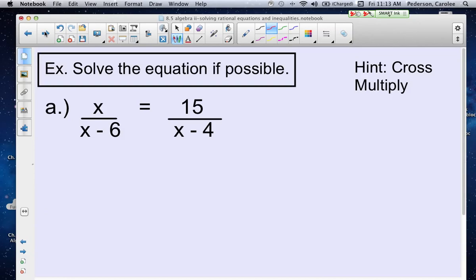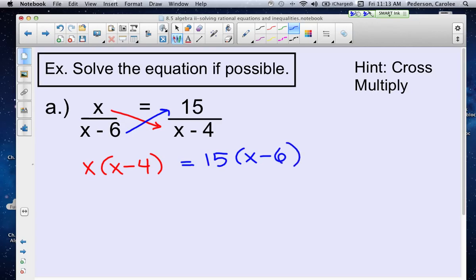The first example is what I call the easy ones, where we have a single fraction on the left and a single fraction on the right. So we use cross multiplication. We did these a lot in Algebra 1. So remember cross multiplication. I multiply across. I take x times x minus 4. And then I multiply across, 15 times x minus 6. And then what you do is you solve this linear equation.